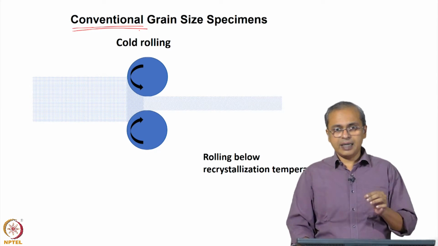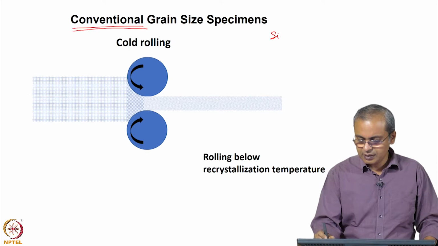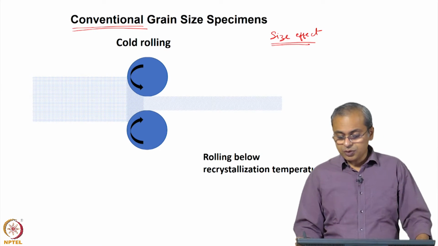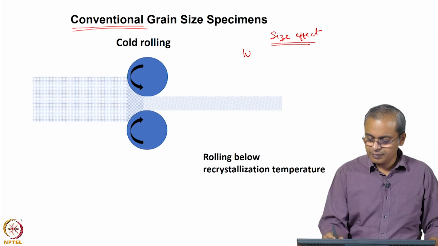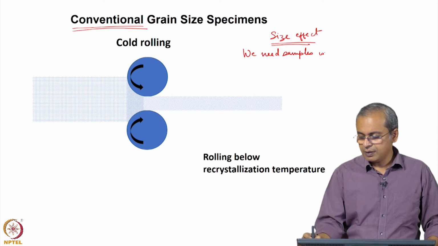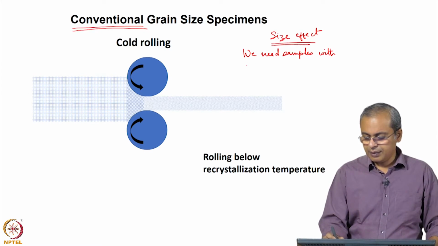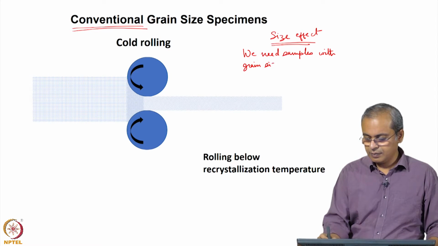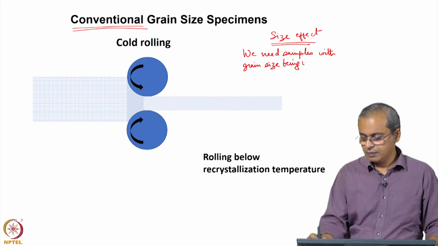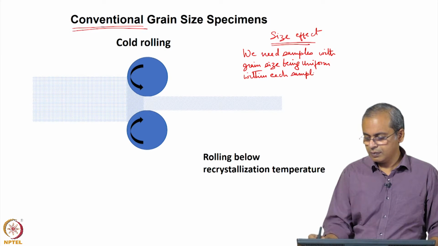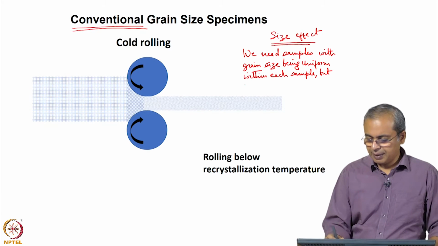Please also understand that in this study we are interested in the effect of size. Therefore, we need samples with grain size being uniform within the sample, but varying from sample to sample.